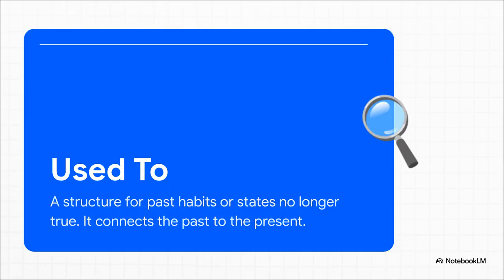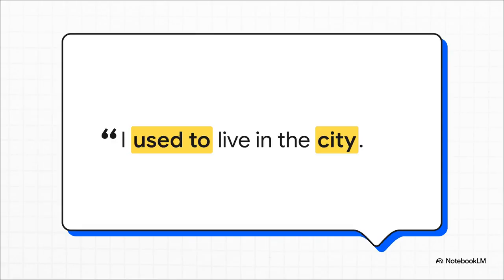The answer is this awesome little phrase, used to. It's a special piece of grammar designed for this exact job. See, it's not just about the past. It's about things that are done, finished, over, they're no longer true. And that's the key thing to remember. It always creates a contrast between then and now. For instance, if you say, I used to live in this city, that one little sentence tells us two things. One, you lived in the city in the past, and two, you don't live there anymore. It's so clean and efficient. It perfectly captures that big change we just saw.